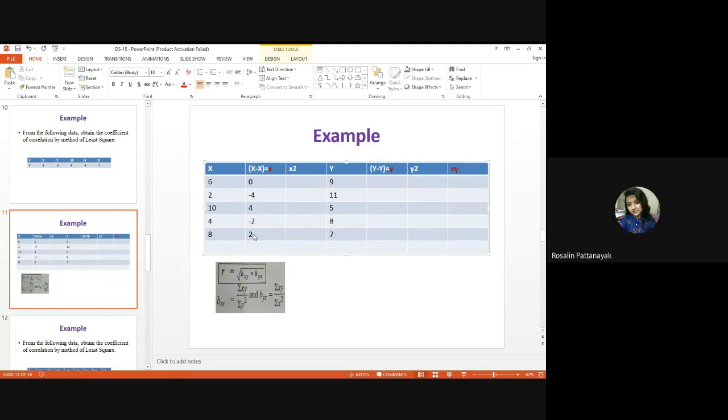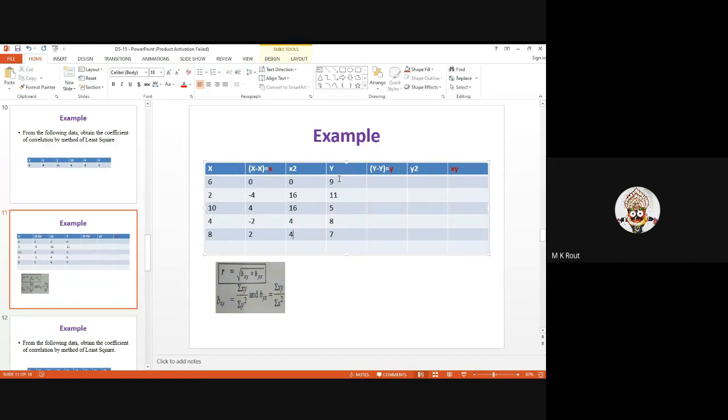Then after you move to calculate the x square. In case of first one, that is 0. Second one is 16. The next one is also 16. Next one is 4. And the last one is also 4.